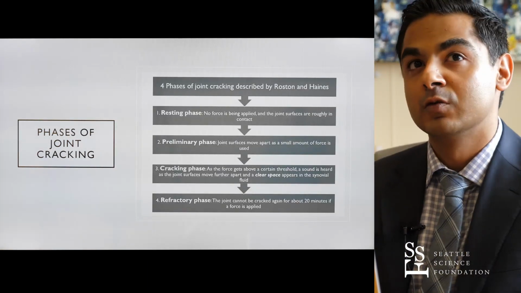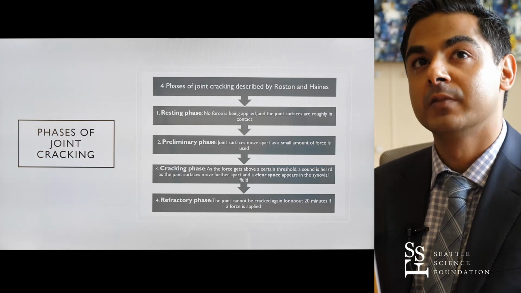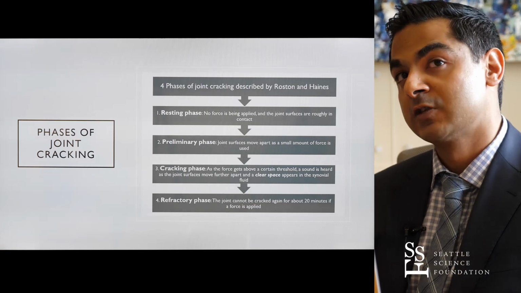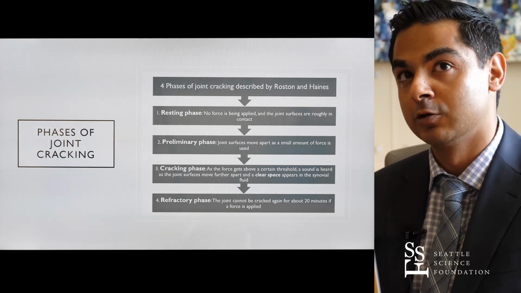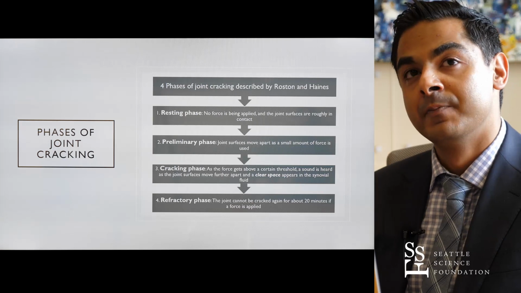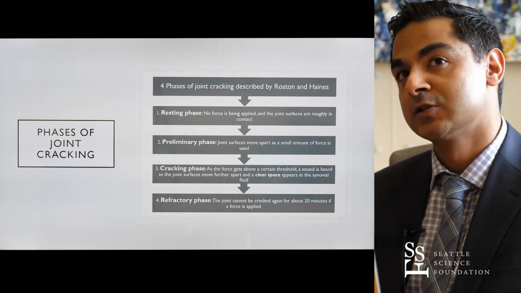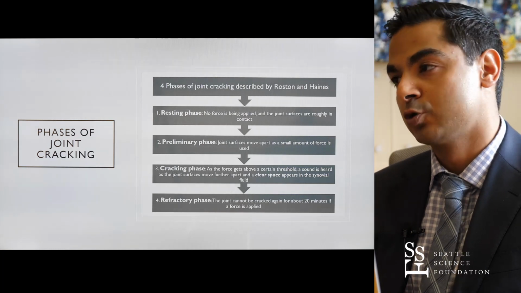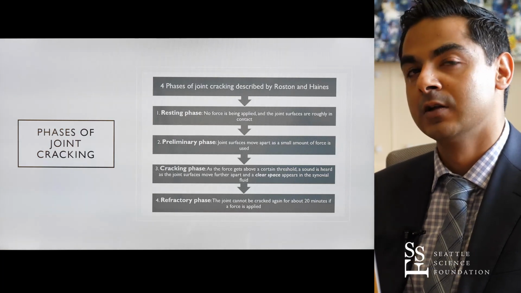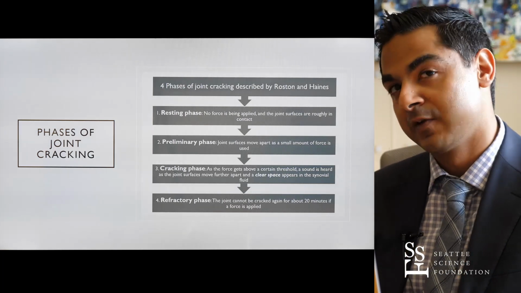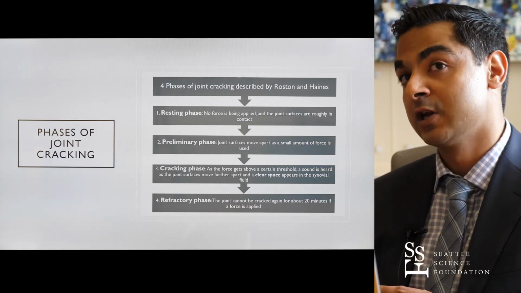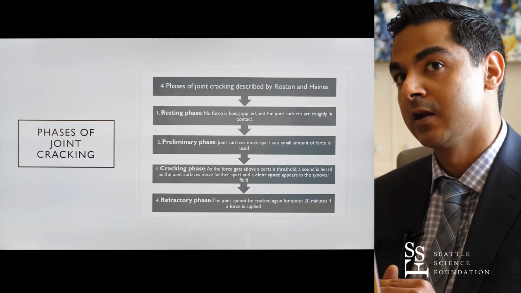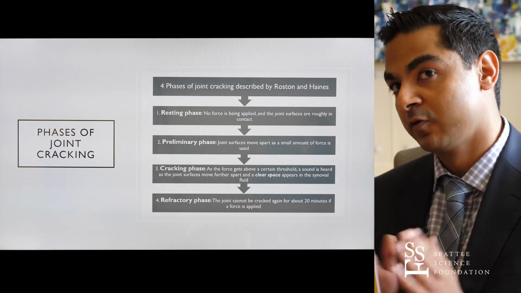The first study was done in 1947, and these authors described 4 phases of knuckle cracking. The first phase, the resting phase, is where you're not doing anything to your joints, it's at rest. The second one is when you apply a small amount of force, but you don't hear any noise, and the joints basically move a little bit apart. The third one is the cracking phase, when you actually hear the noise. Here you're applying more force, and the joints move further apart.